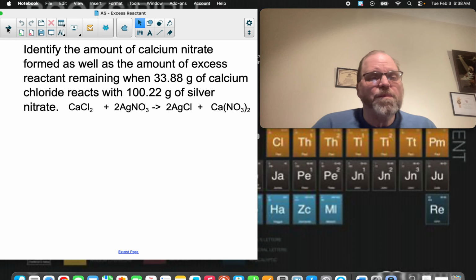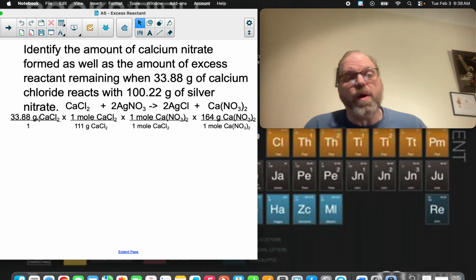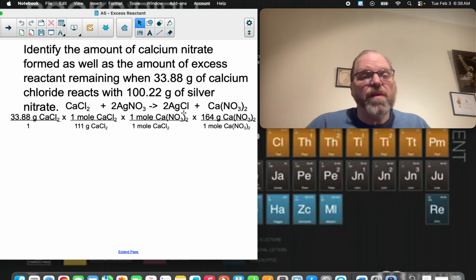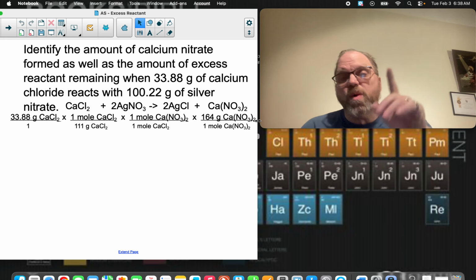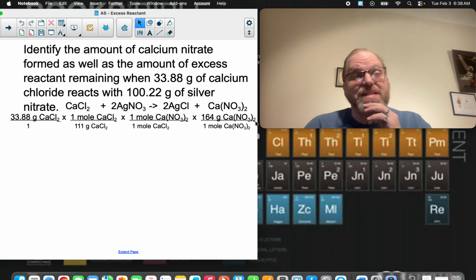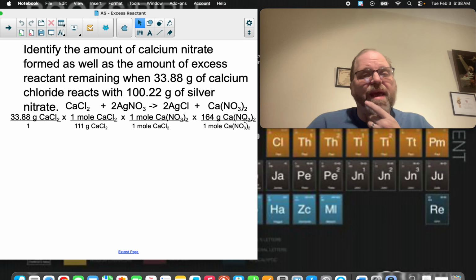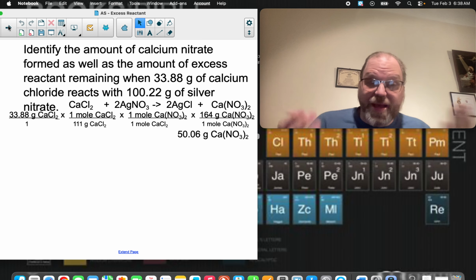So for the first reaction, 111 grams of calcium chloride is 1 mole, and then calcium chloride to calcium nitrate is 1-to-1. Calcium's 40, nitrogen 14 times 2 is 28, oxygen 16 times 6 is 96. 96 plus 28 plus 40 is 164. Multiplying through, we get 50.06 grams. Could be the answer. We don't know.